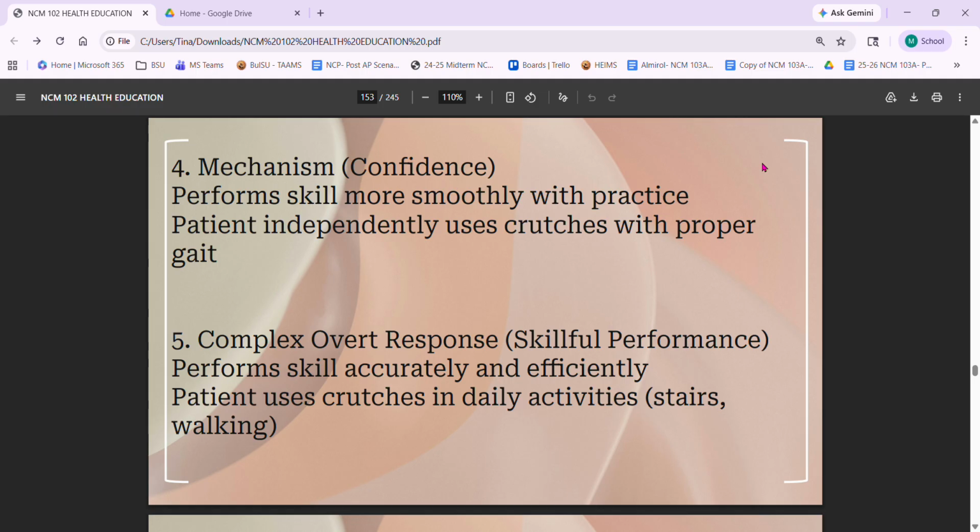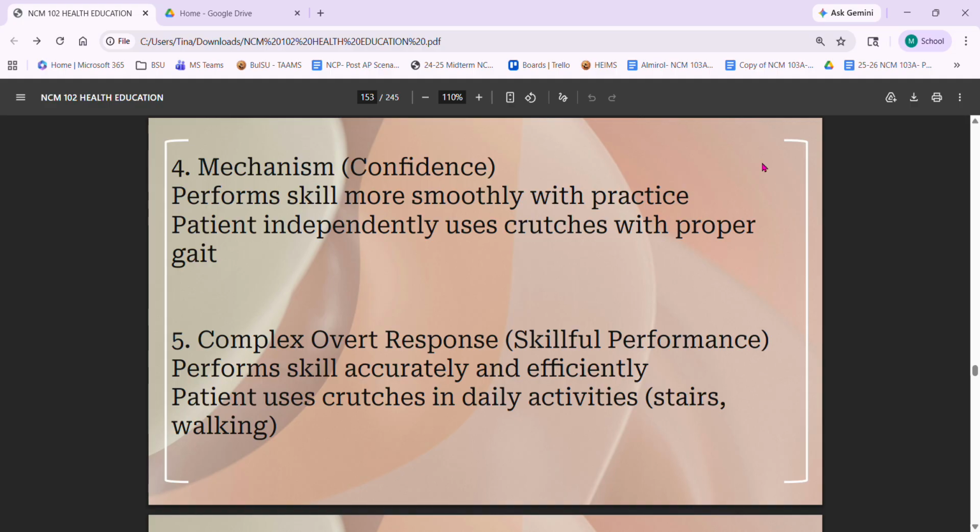Next is the mechanism, the confidence. Performing skill more smoothly with practice. Okay, patient independently uses crutches with proper gait. Then you have your complex overt response, skillful performance. Now, the skill is being done accurately and efficiently.